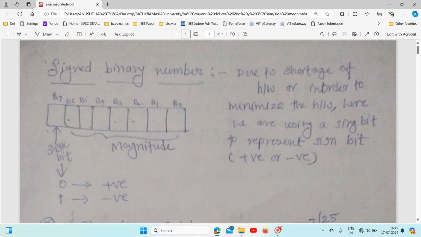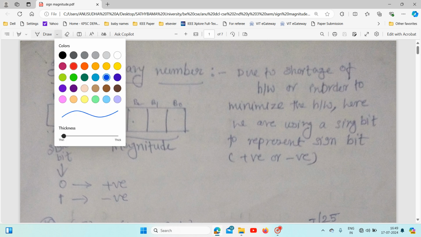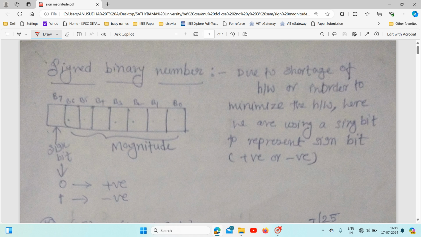Hello students, in this video we are going to discuss signed binary numbers. Why are we using signed binary numbers? In order to minimize the usage of hardware, we use the signed binary number representation to perform addition, subtraction, and other binary arithmetic operations. First, we will discuss how to represent the signed binary number.